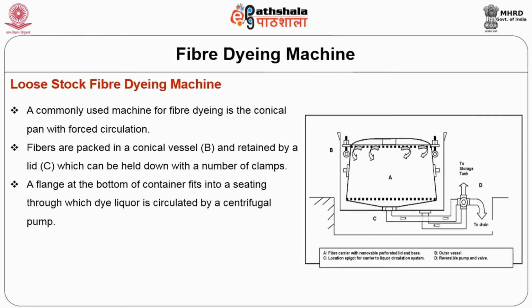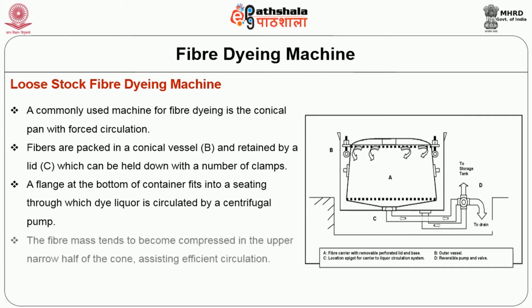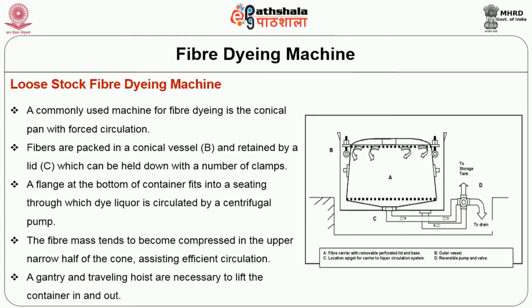The fiber mass tends to become compressed in the upper narrow half of the cone, assisting efficient circulation. A gantry and travelling hoist are necessary to lift the container in and out.